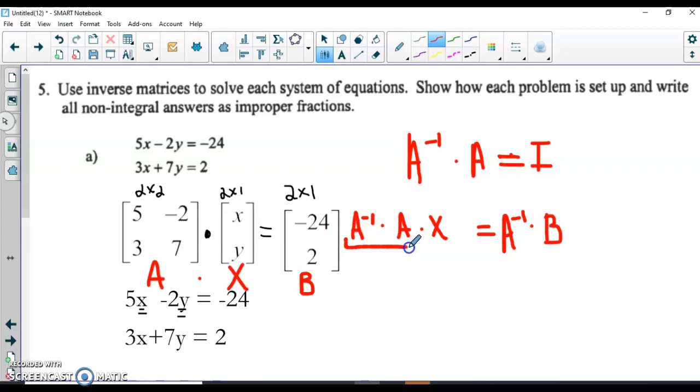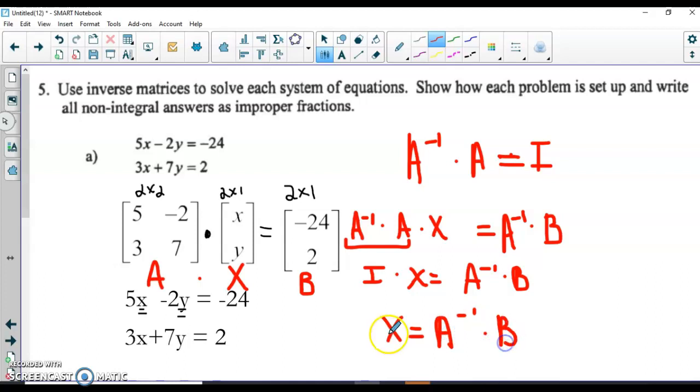So I know that this would just combine to the identity matrix, and then over here again I would have the inverse of A times B. But I know that the identity times any matrix like X would just be that matrix X. So what I can say here is, if matrix X was holding my answers, I'd be able to find my answers by simply multiplying the inverse of A times that matrix B.